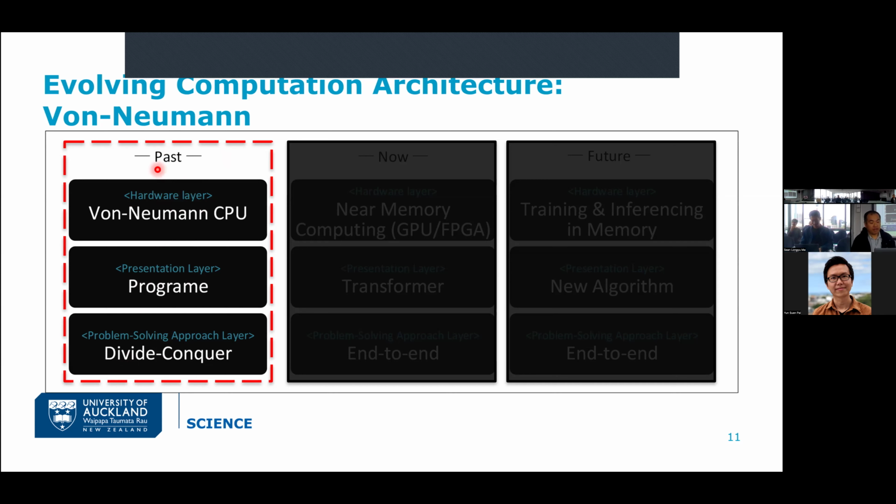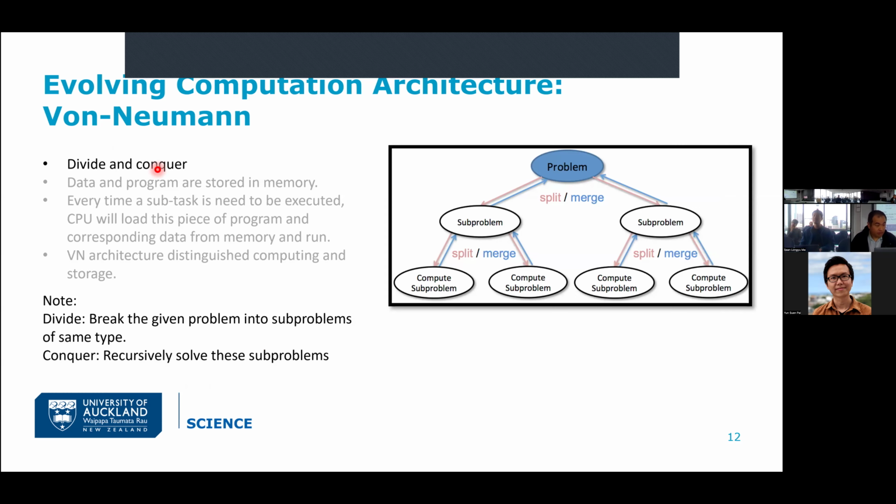So here firstly we look back to the past. What have we done? The first one is the von Neumann architecture. It's widely used in CPUs, right? One of the strategies they use is divide and conquer.